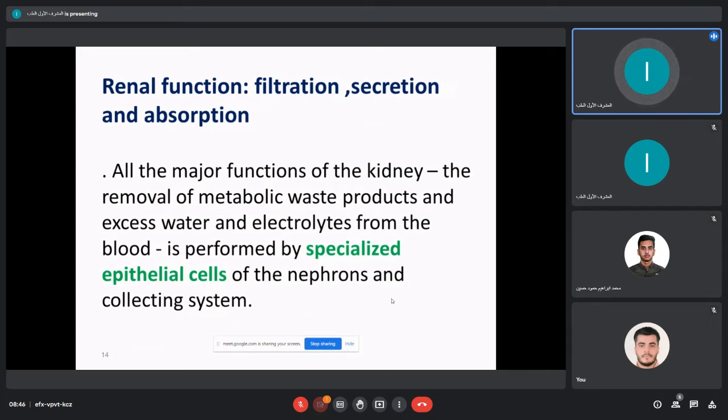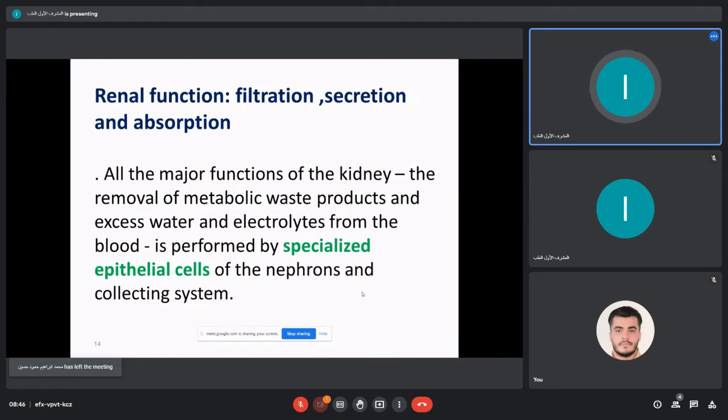The major functions of the kidney are filtration, secretion, and absorption. This is important to control the water and electrolyte balance, and waste is removed along with the metabolic waste products. This specialized function is carried out by the epithelial cells lining the nephron, within the glomerular cells and the epithelial cells lining the collecting duct system, the proximal and distal tubule, until the last part, the collecting duct.